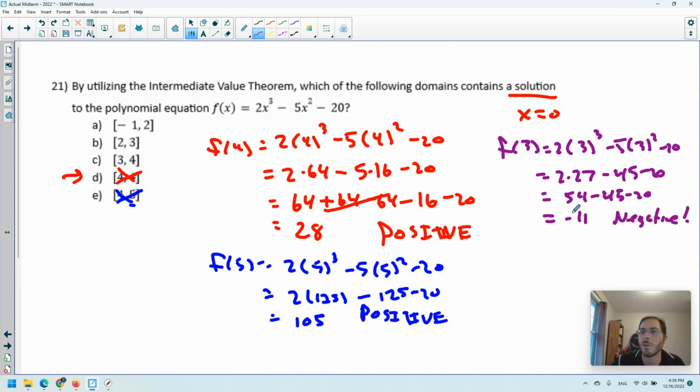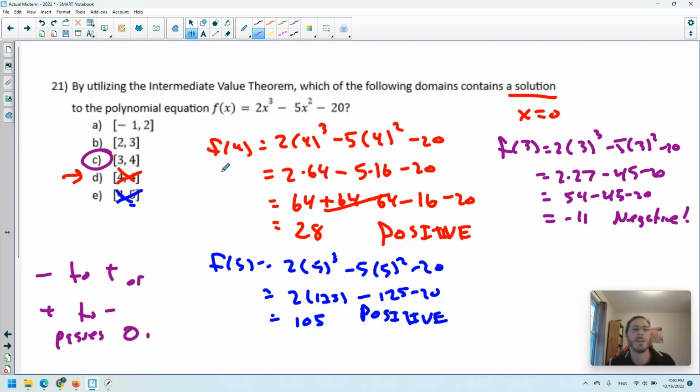Okay, perfect. So from 3 to 4, I go from negative to positive. Since I go from negative to positive, or if I were to go from positive to negative, I must pass through 0. So that's how I know it's got to be C. So that's how we go for that one.